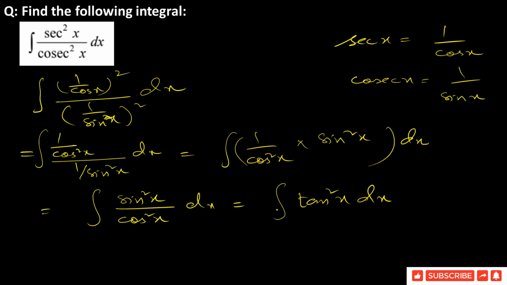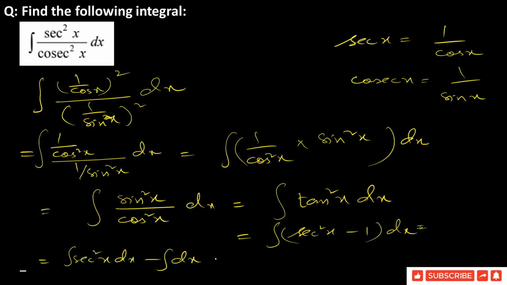Trigonometric identities help: tan square x is equal to secant square x minus 1. Okay. Secant square x dx minus dx, because 1 we don't write. So it becomes the integral of secant square x dx, for which we have the formula, which is tan x, now minus x plus c.